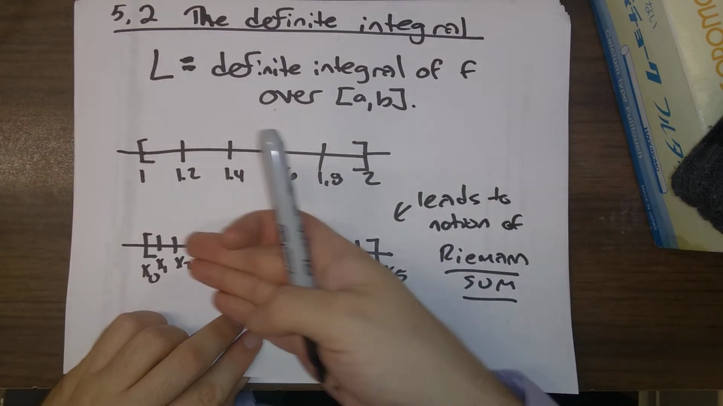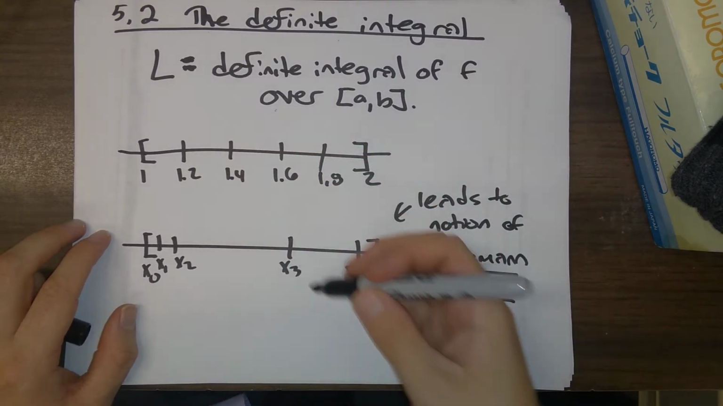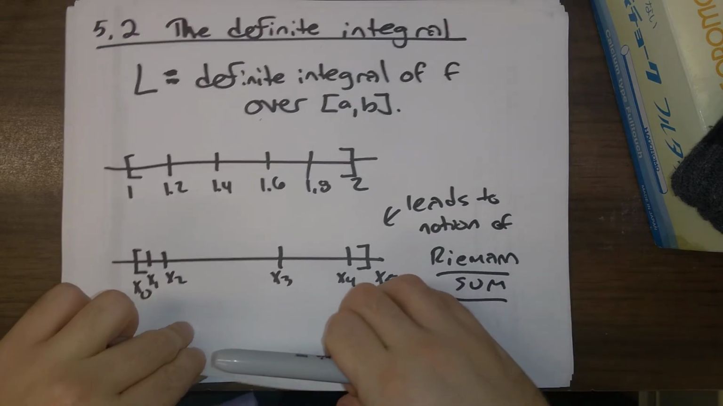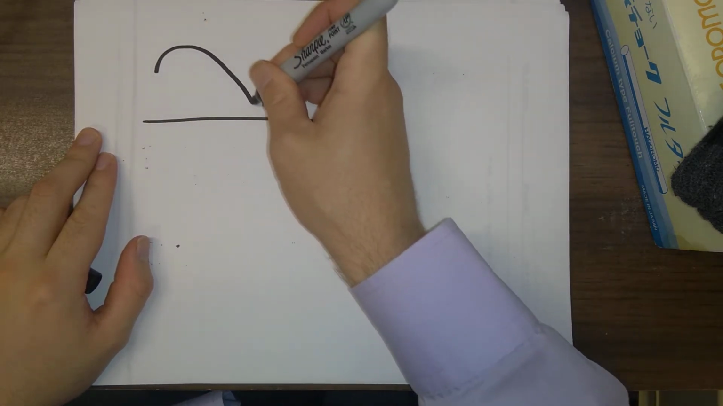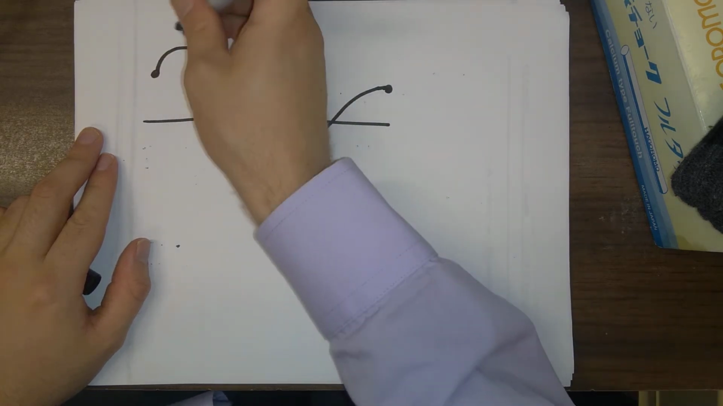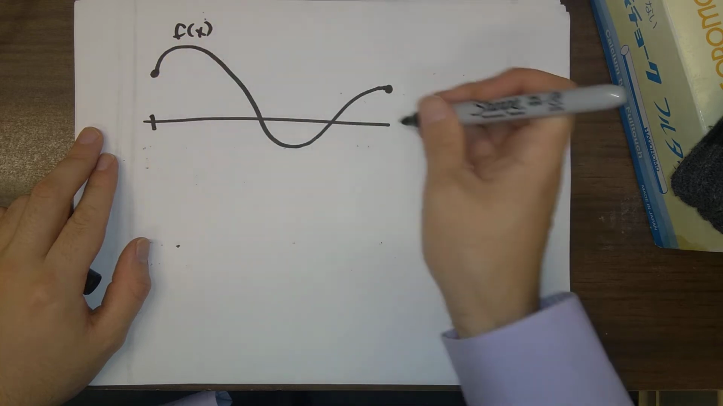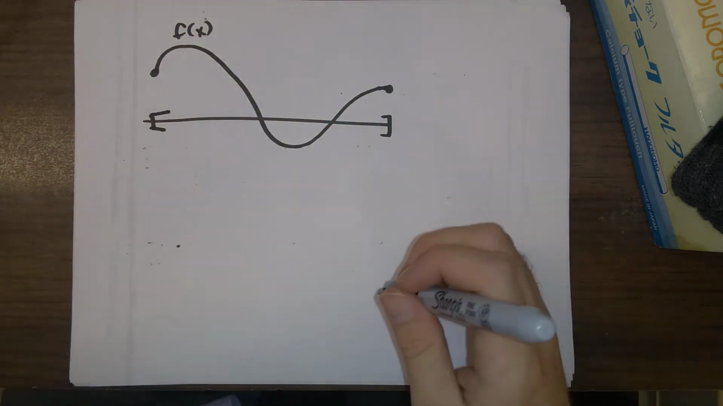And I should say that in addition to changing how we're slicing up our interval, we're also going to now allow our function to be both above the x-axis and below the x-axis. So suppose that this is my function f of x, and here is my interval that I am integrating over.